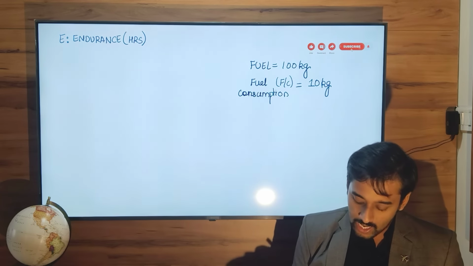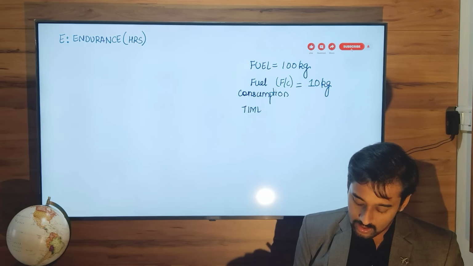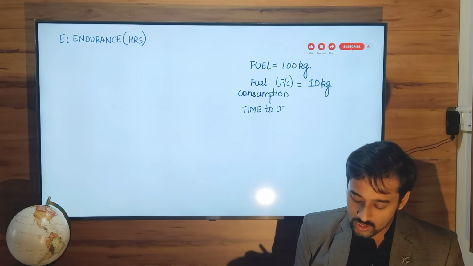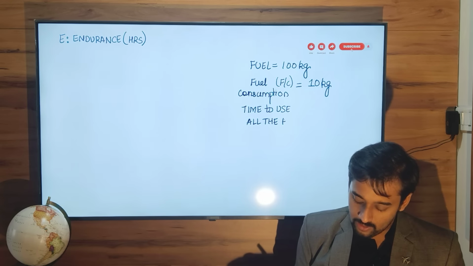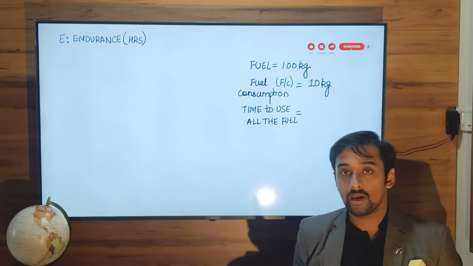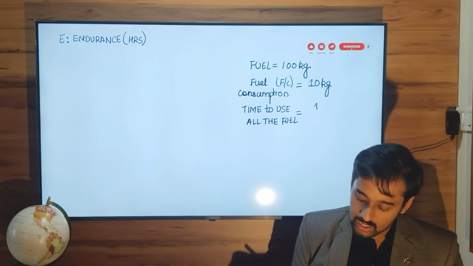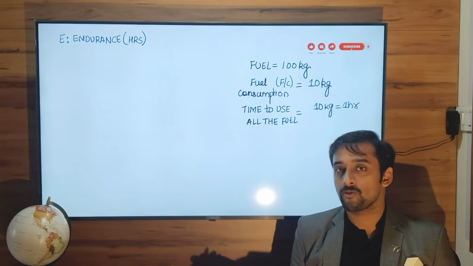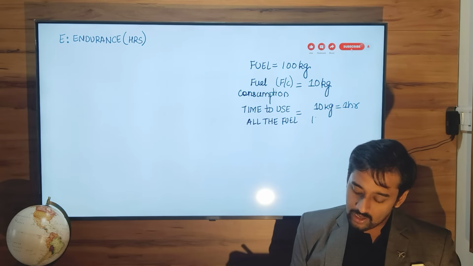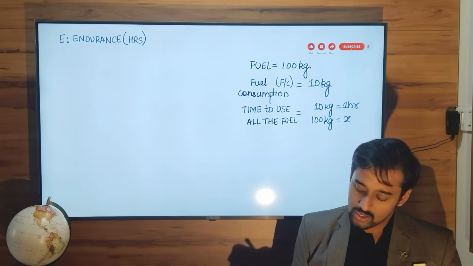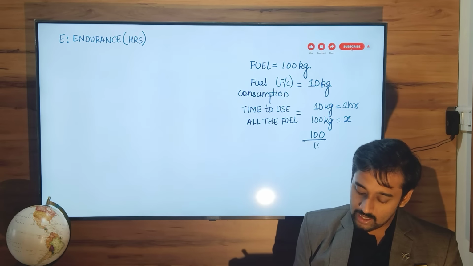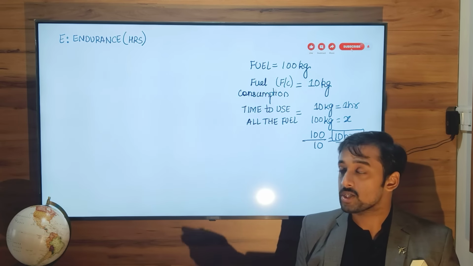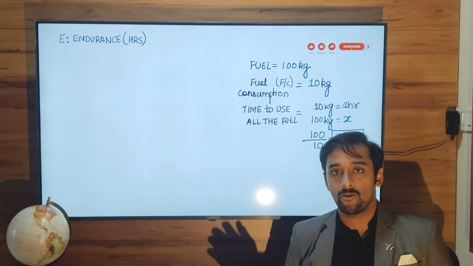So how much time do you have to use all the fuel available to you? If you are using 10 kg in 1 hour, you are finishing 10 kg of fuel in 1 hour. So you will finish 100 kg in how many hours? Cross multiply: 100 divided by 10, that is 10 hours. So after flying for 10 hours, you will finish all the 100 kg of fuel.